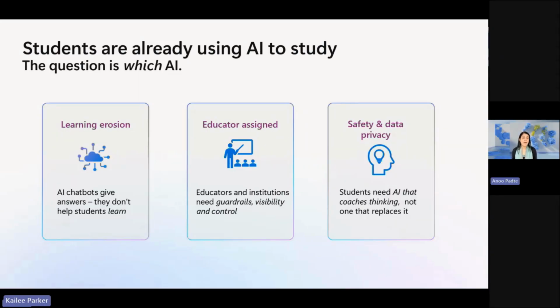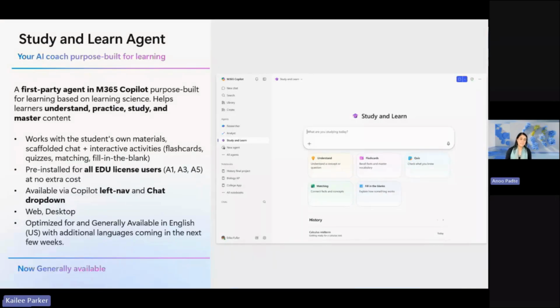We really need students to know how to use that AI responsibly in a way that fosters learning. But the tool must come along as well to make that happen. And then the experience has to be safe. The data must remain private. It is with this in mind that we built the Study and Learn agent.